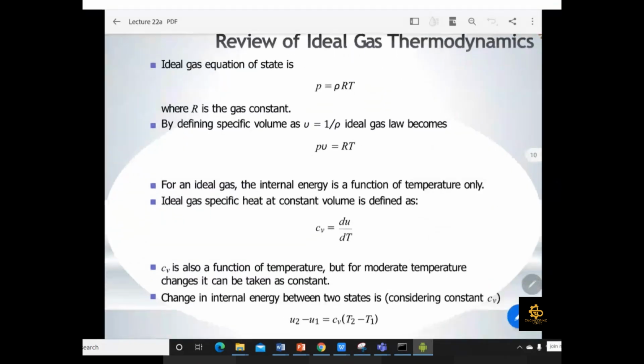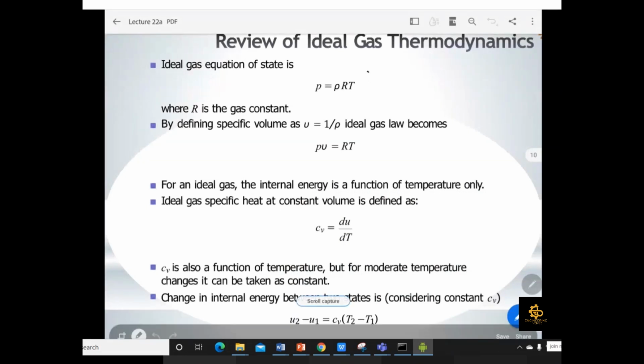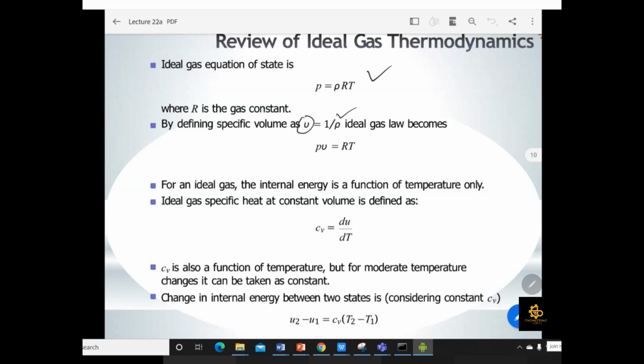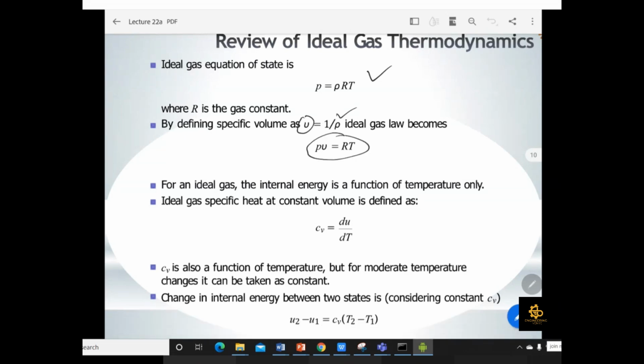Before starting the real problems related to compressible flow, we will quickly go through some equations which we already know. The ideal gas equation you already know: P is equal to rho RT. It is just a review from the previous class. Specific volume is equal to 1 over rho, which is 1 over density, and Pv is equal to RT.